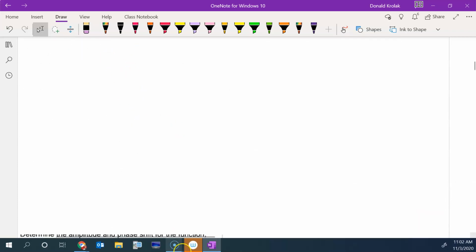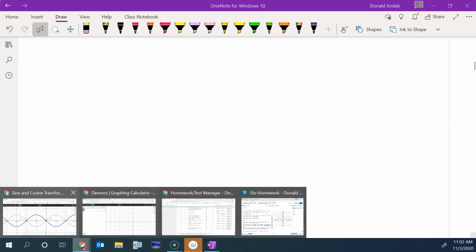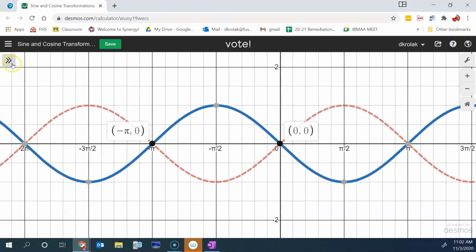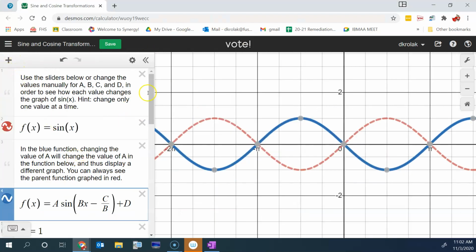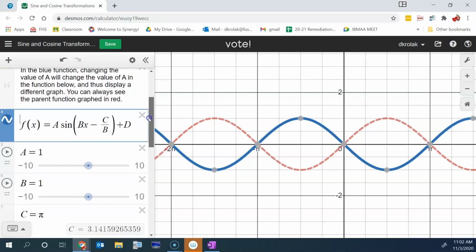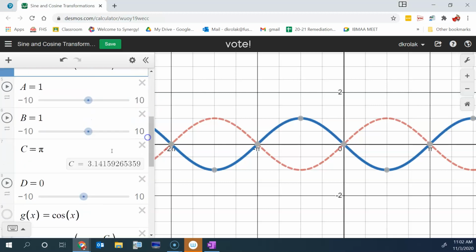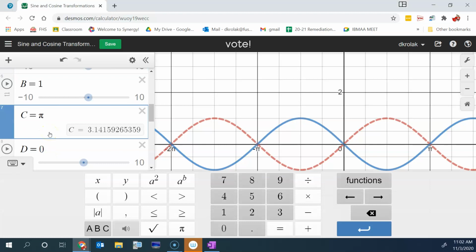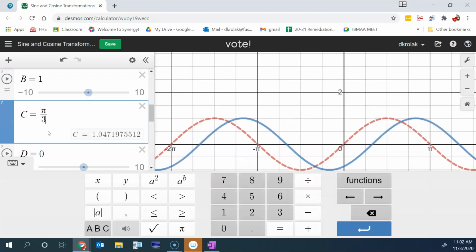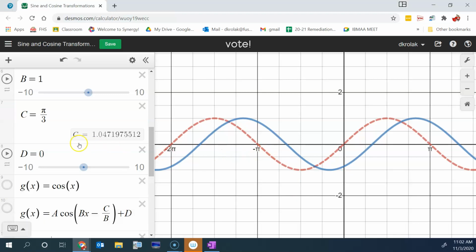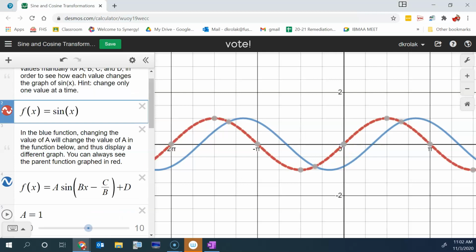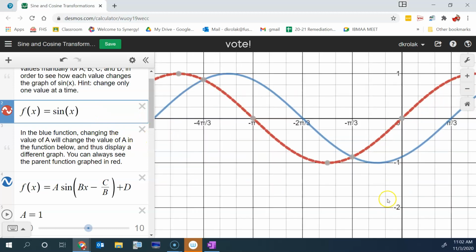Okay, so let's type in your equation. What's your equation? Y equals sin of x plus pi over 3. So I'm going to change this to pi divided by 3. Okay. All right. So here's 0, 0. Now, which way did yours move? Did it go pi over 3 to the right or left?